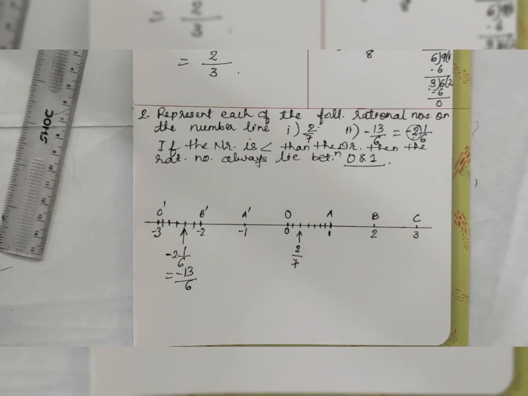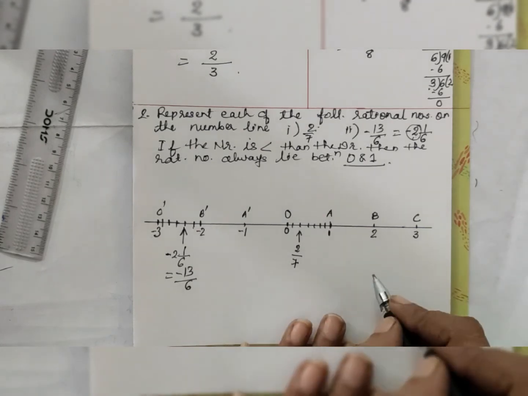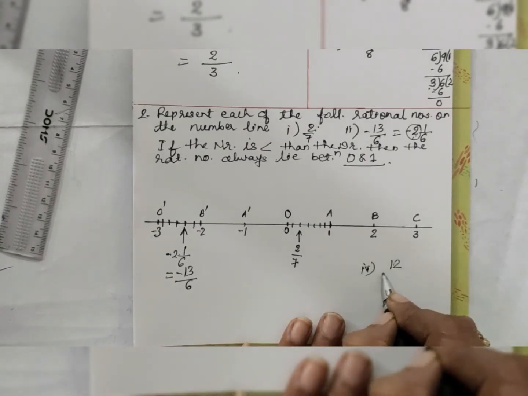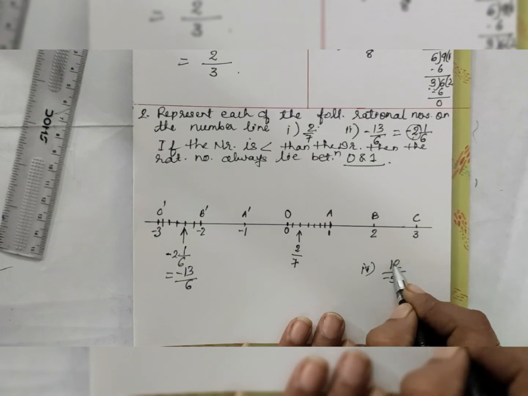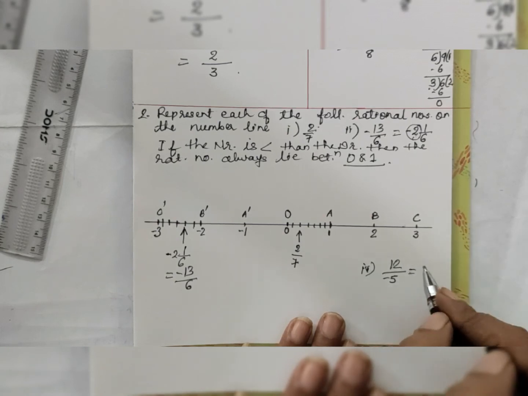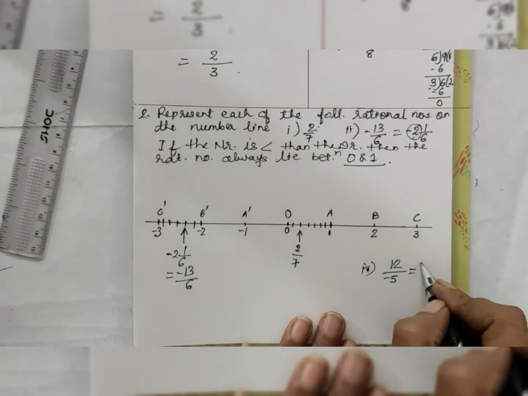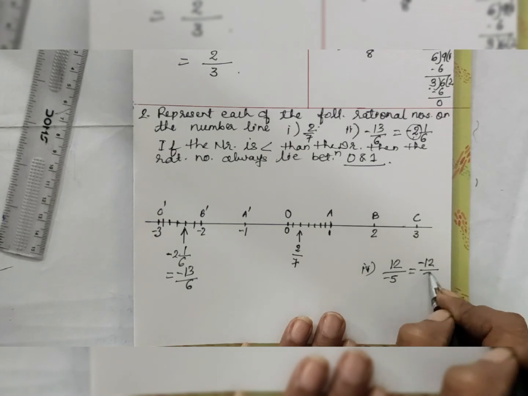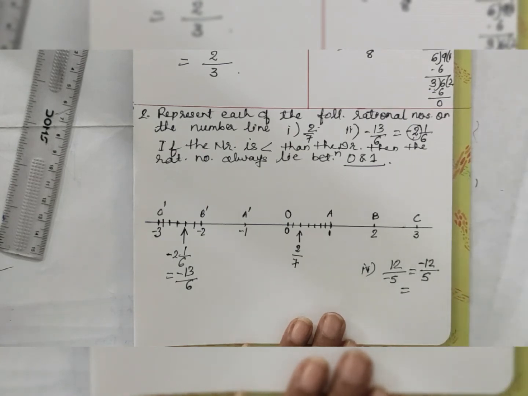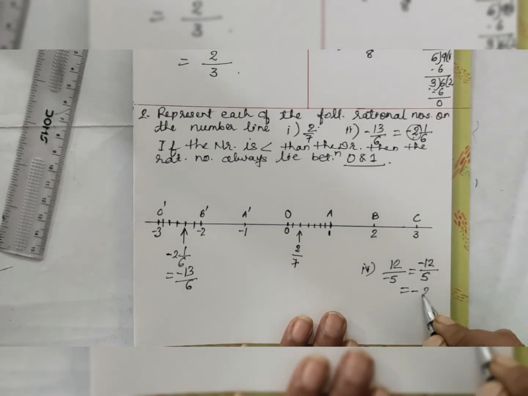Okay, let me take one more example. Suppose I am taking 12 by minus 5. Okay, your fourth example. See, your fourth example is 12 by minus 5. As here it is minus, by multiplying by minus and minus, what will you get here? You will write minus 12 by 5. Now you have to convert this minus 12 by 5 into a mixed number. So what is the mixed rational number of this? Minus is already there. 2 by 5. See, 5 2 is 10, 10 plus 2 is 12, 12 by 5.